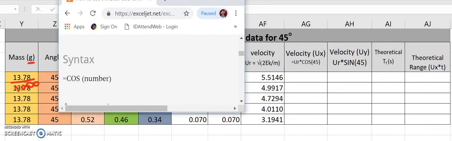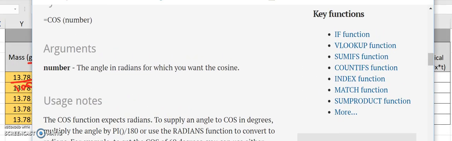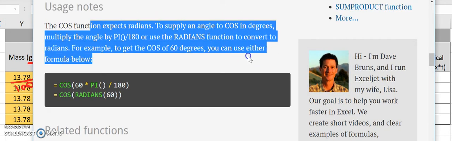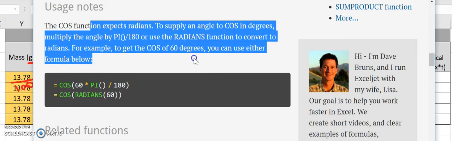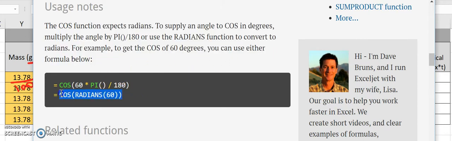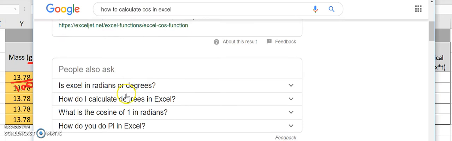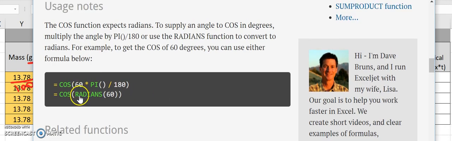Let me see if I can bring this over again. Okay, so the cos function expects radians. To supply an angle to cos in degrees, multiply the angle by pi over 180, or use a radians function to convert to radians. For example, to get the cos of 60 degrees, you can use either of the formulas below. I like this one here, where it's got cos of radians, and this value here is going to be 45 in the example that we've just been using.